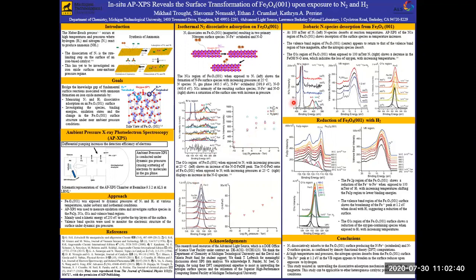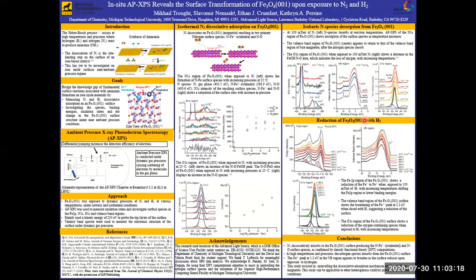In our isobaric experiment, as we can see from our N1s region, as we increase in temperature, we see a desorption of our nitrogen species. In our valence band region, the valence band region is an electronic signature of the iron oxide surface and gives us information about the oxidation state. And here we can see the surface return to that of our bare magnetite surface upon exposure to high temperatures. And in our O1s region, we could see that it is being reduced, so we're losing oxygen species here.